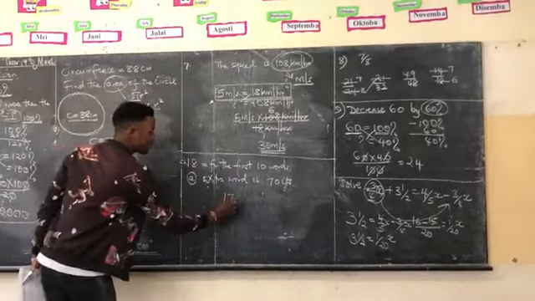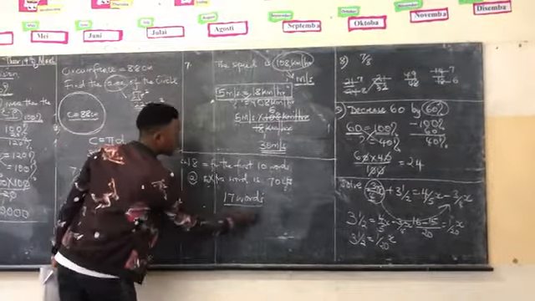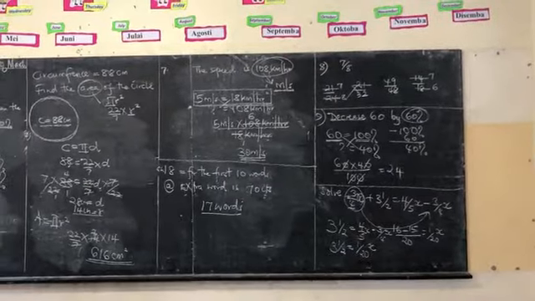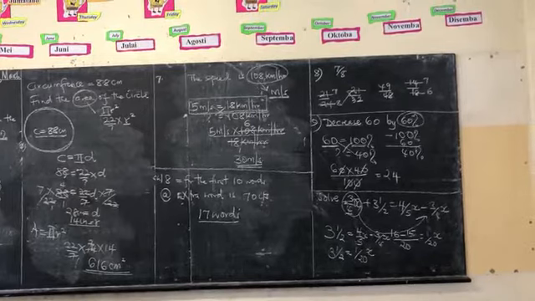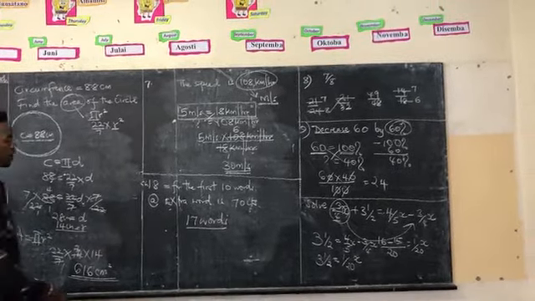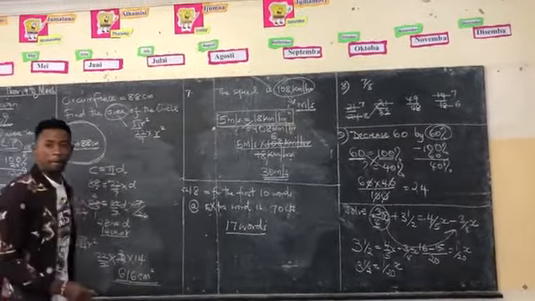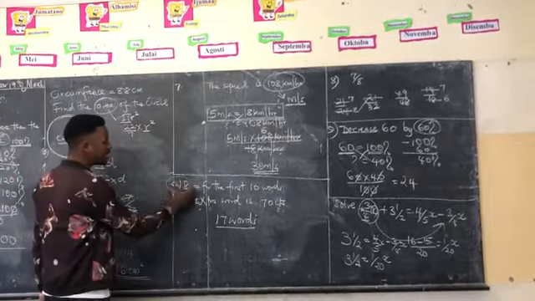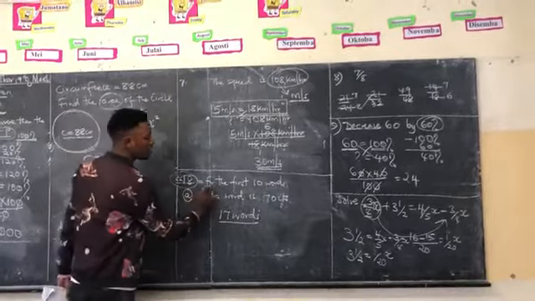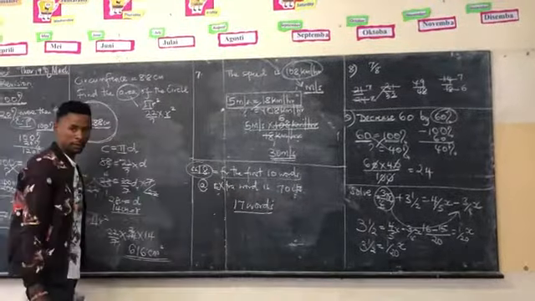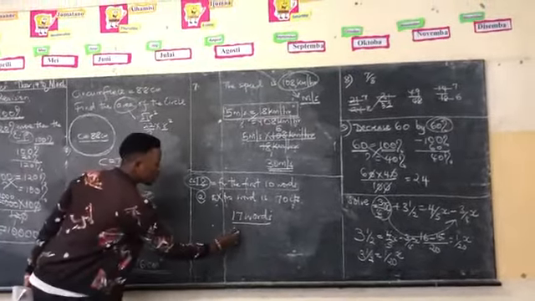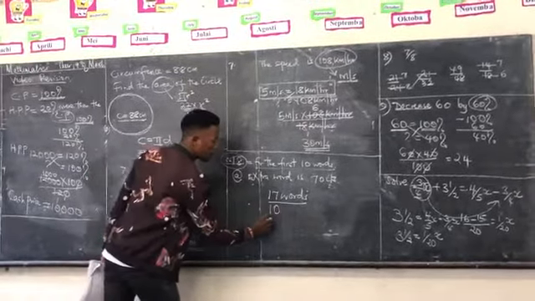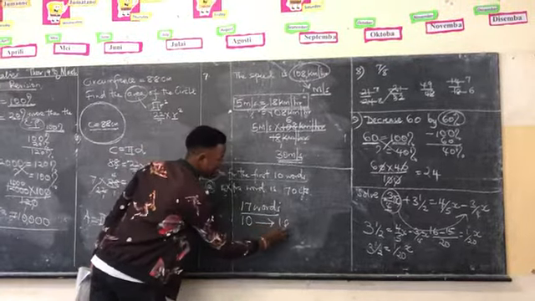So that telegram contains 17 words. Sorry for that. So 17 words. Now let's first calculate for the first 10 words. We are told that it is 18 shillings for the first 10 words. So from the 17 words, we subtract the first 10 words, which we pay 18 shillings.